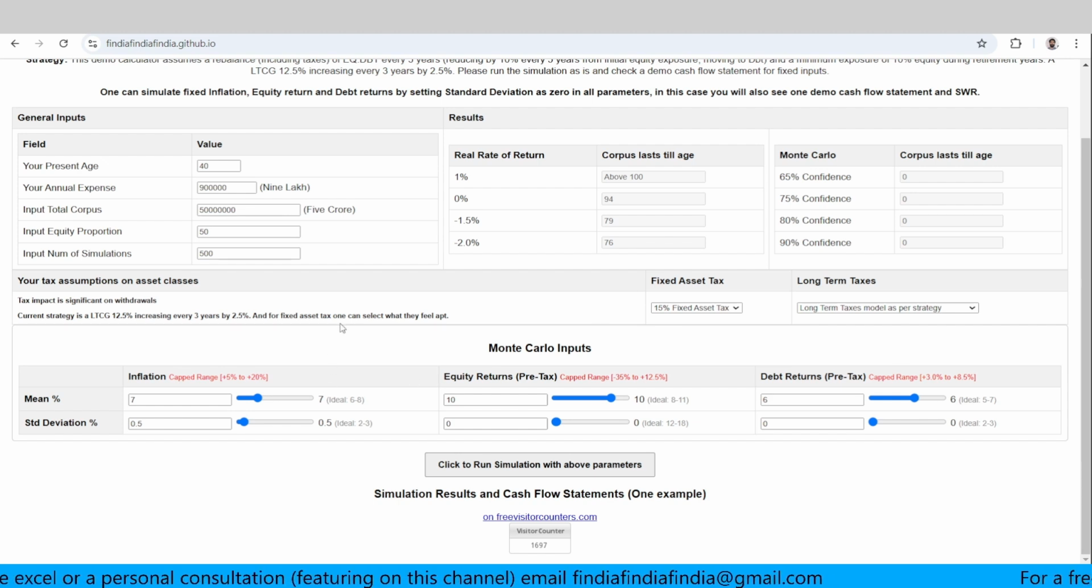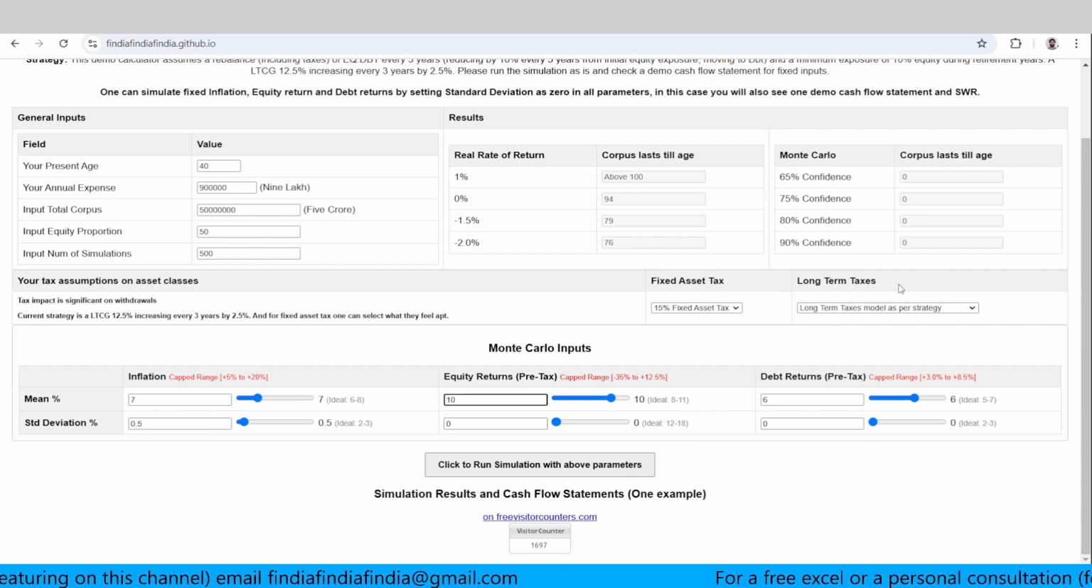Next are the Monte Carlo inputs, in terms of how this will be simulated. Three things are simulated here in Monte Carlo: inflation, equity returns, and debt returns. For inflation, we have a mean of about 7%. For equity returns, I am taking 10% here, and debt is 6%. You can modify it the way you want, and all of these things are modifiable.